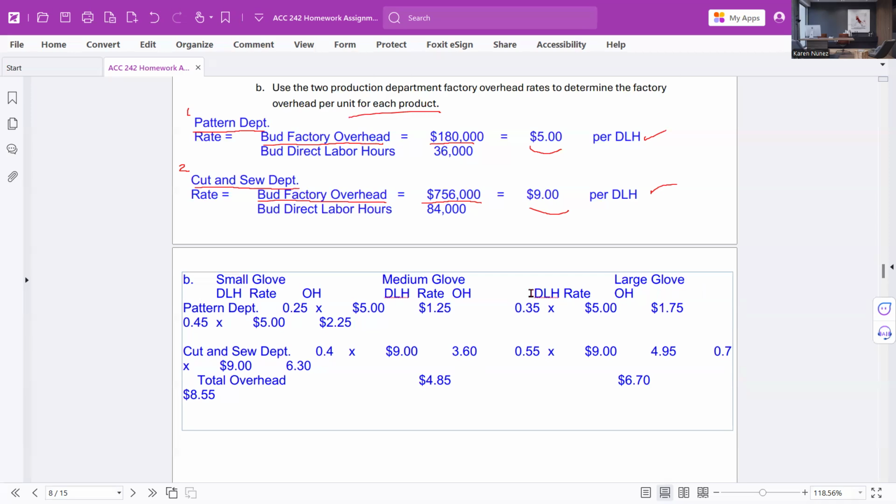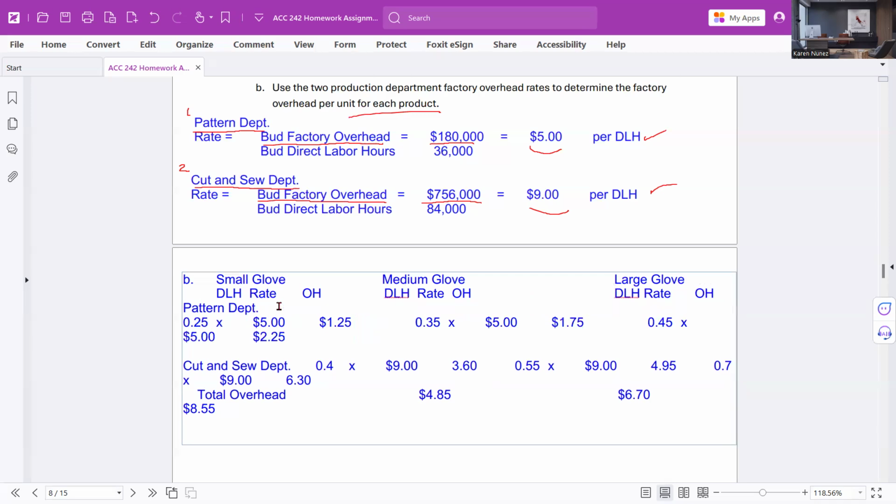Okay, so let's see here for all three products, right? So we start with the pattern department. And for the pattern department, for the small glove, we have 0.25 hours times the rate of $5 is going to give us overhead of $1.25, right?